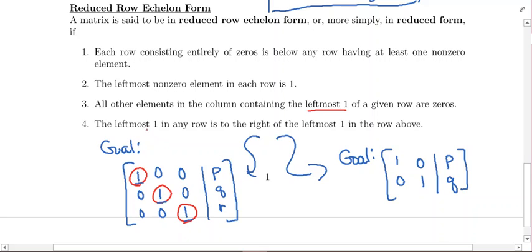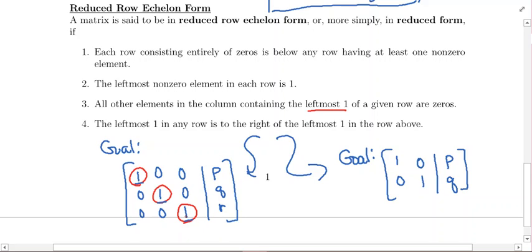All right, number 4: the leftmost one in any row is to the right of the leftmost one in the row above, okay? All that's saying is that if you drop down in rows, if you go from the first row to the second row to the third row, your ones kind of cascade on the principal diagonal. This one right here has to be to the left of this one, which has to be to the left of this one. So they need to cascade down through the principal diagonal, okay?